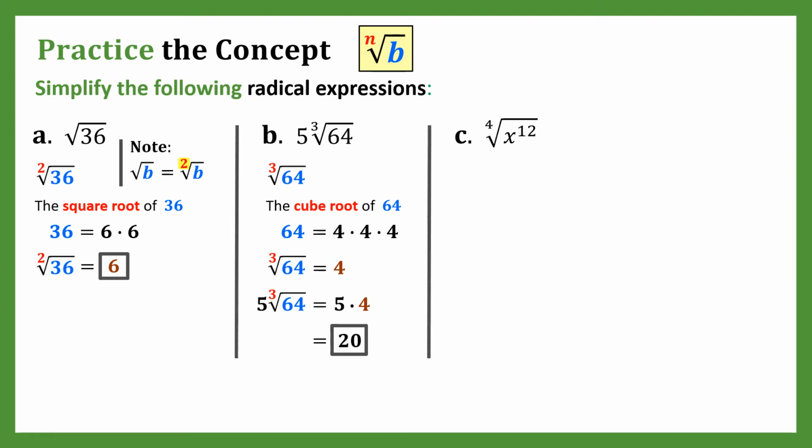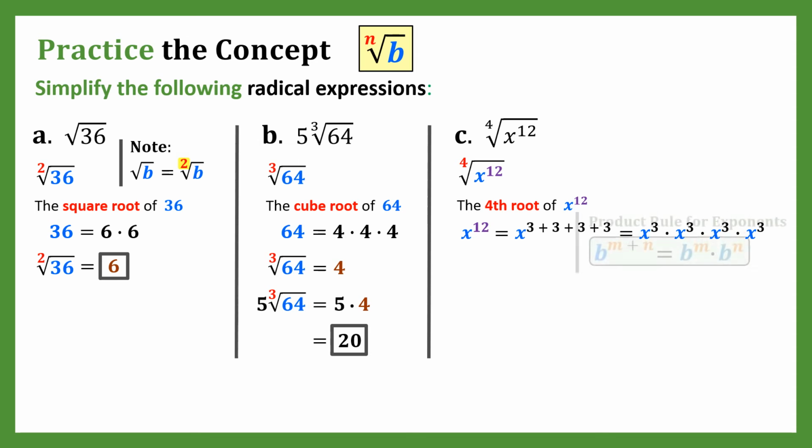Now let's look at the last example. This radical expression represents the 4th root of x raised to the power of 12. As before, let's start with the inside of the radical expression, which is x to the power of 12. Notice that this equals x raised to the power of 3 plus 3 plus 3 plus 3, which then equals x cubed multiplied 4 times.